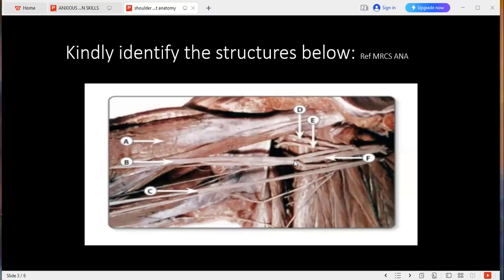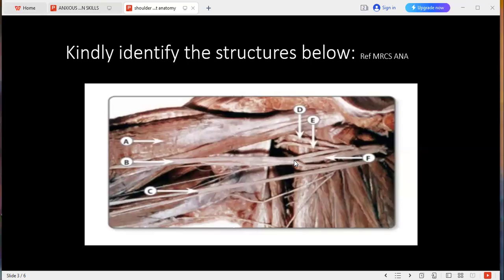Right. Can you tell me what injuries you can suspect from the brachial plexus? If someone falls on an outstretched hand, what kind of injuries can occur as a result? The most common one is upper trunk injury, which causes Erb's paralysis, and sometimes it causes lower trunk paralysis. How would a patient present with Erb's paralysis?